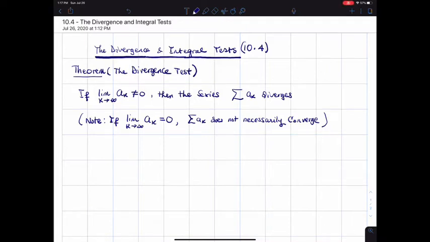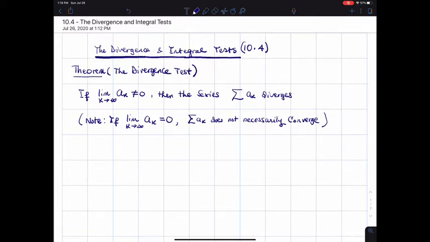Sometimes we just want to know if our series converges or diverges. We don't really care about what it converges to if it converges. We just want to know if it converges or diverges. And there are a bunch of tests, a lot of them, that we can use to test whether a series converges or diverges. The simplest among them is the divergence test.